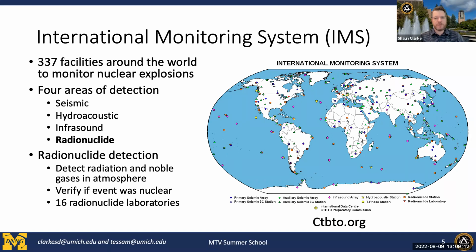So that's the first main point here: radionuclide monitoring is the only component of the IMS framework that can attribute an explosion as being uniquely nuclear in nature. When we say radionuclide detection, what do we mean? We mean the detection of radiation and noble gases in the atmosphere. These samples are collected in the atmosphere and sent around the world to one of 16 laboratories where they're processed, and we can do some isotopic identification from there. Slide, please.